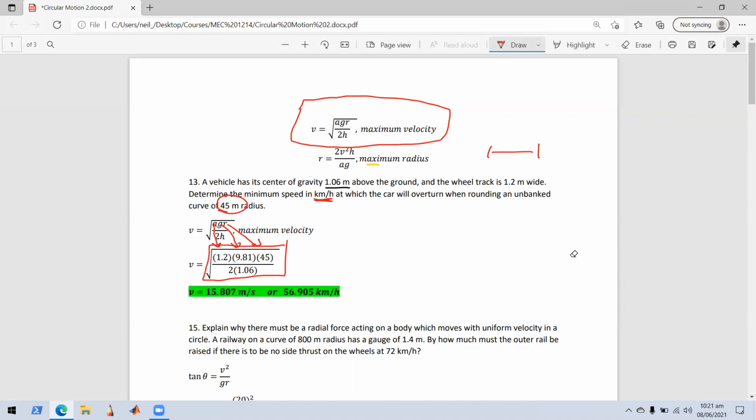Excuse me, sir. Sorry to disturb, but you have determined the minimum speed. Isn't that supposed to be maximum speed?